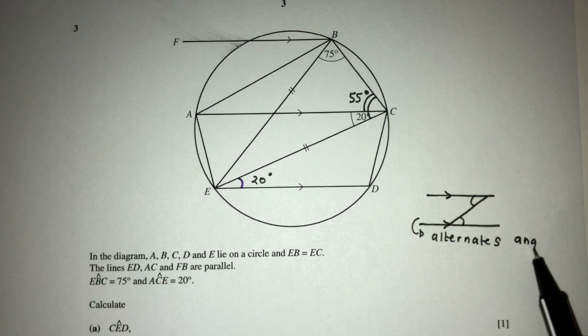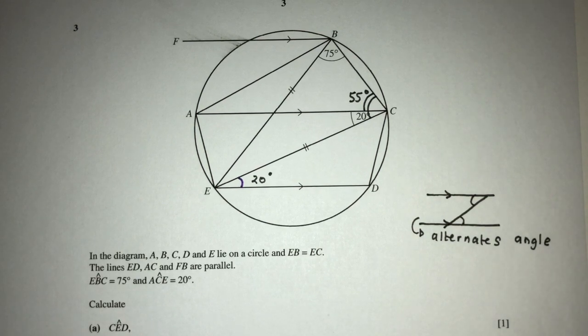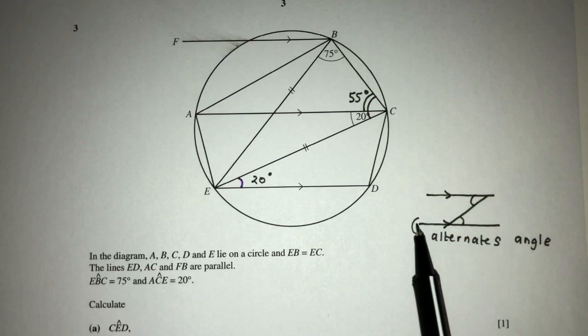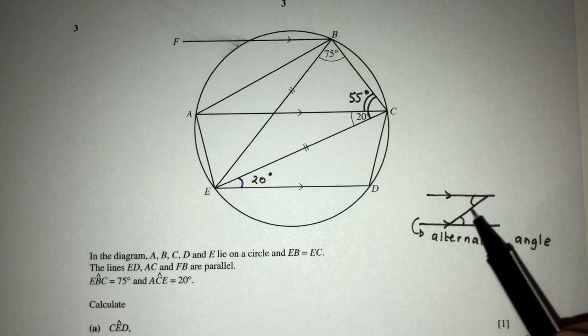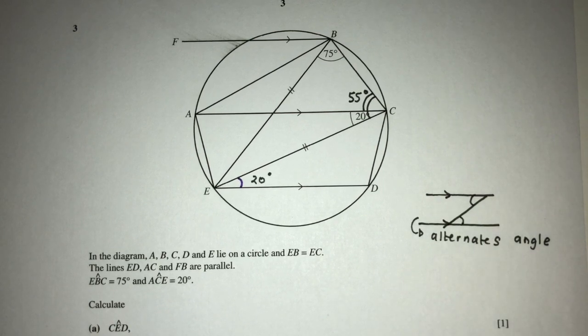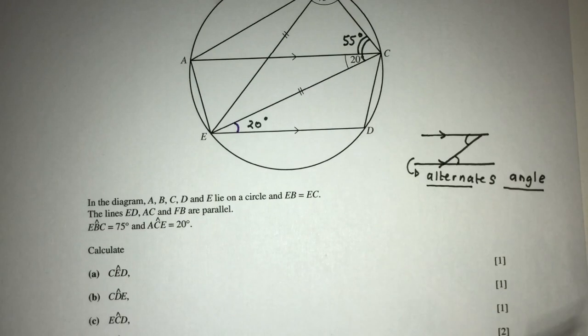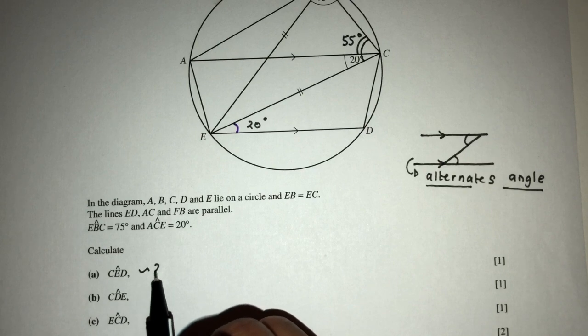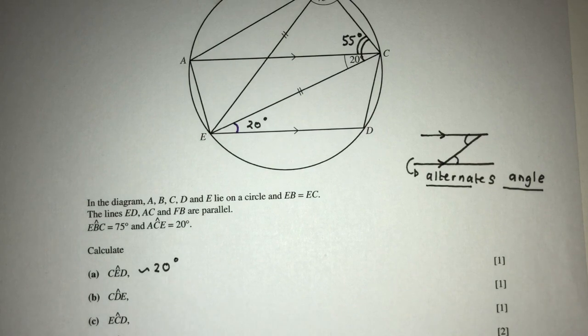Alternate angles. So if you have to explain, sometimes they ask you why that is the same. You have to explain because we have these two lines, they're in the same direction, they are joined by a straight line. Because of that, the angles on the inside have to be the same. So this is the reason why they are called alternate angles. That is for part A. That will be question part A, answer 20.